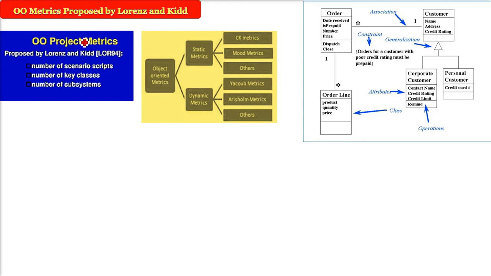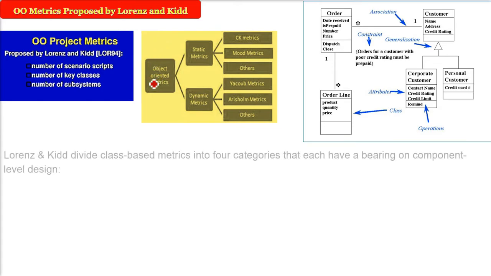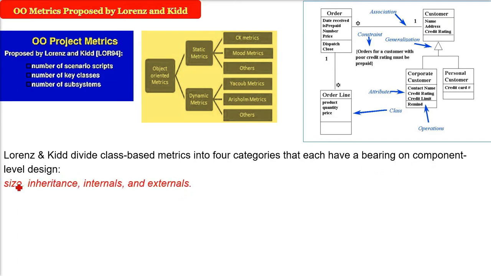Object-oriented matrix proposed by Lawrence and Kidd. Okay. Now Lawrence and Kidd divided the class-based matrix, the object-oriented matrix, into 4 categories, and all have a relationship or bearing on component level design. And these 4 categories are size, inheritance, internals, and externals.